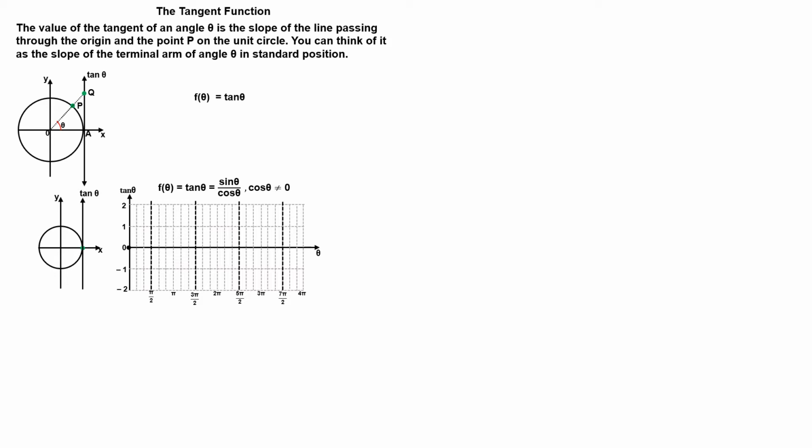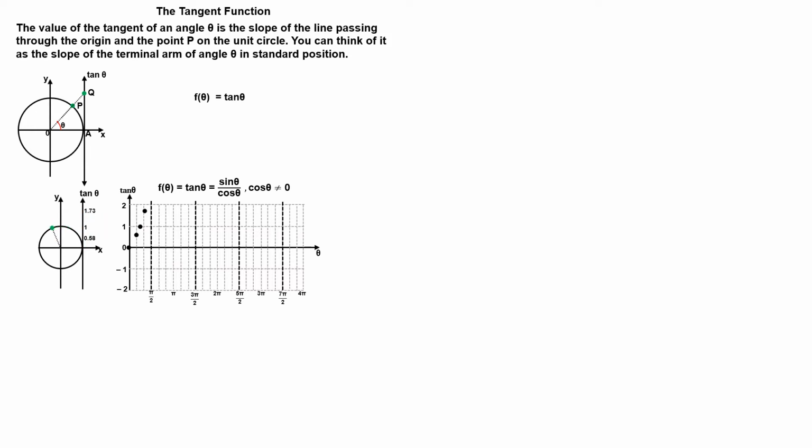The tangent of 0 radians is 0. The tangent of pi over 6 is 0.58. The tangent of pi over 4 is 1. The tangent of pi over 3 is 1.73. The tangent of pi over 2 is undefined.